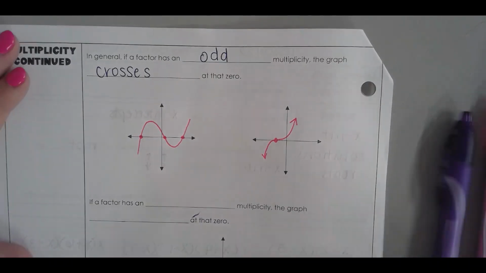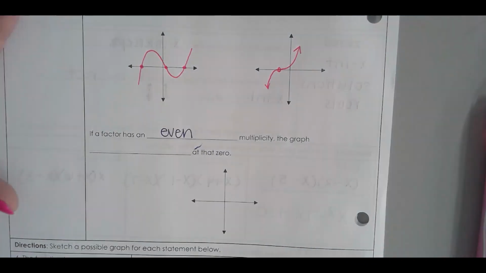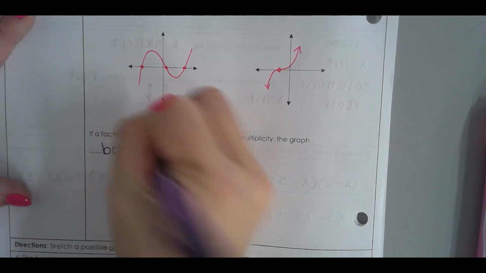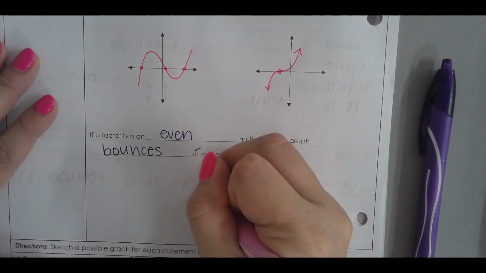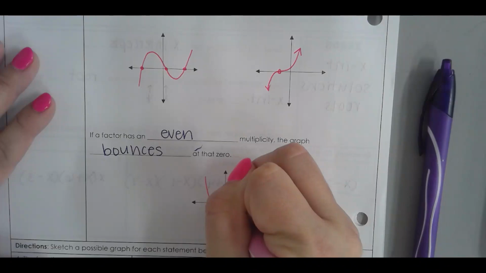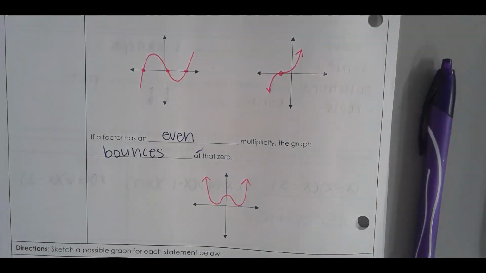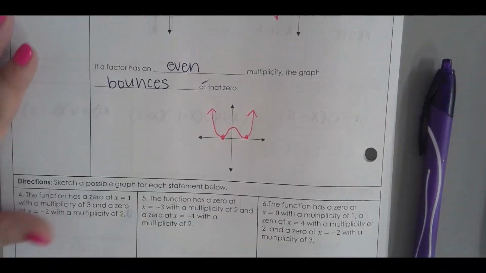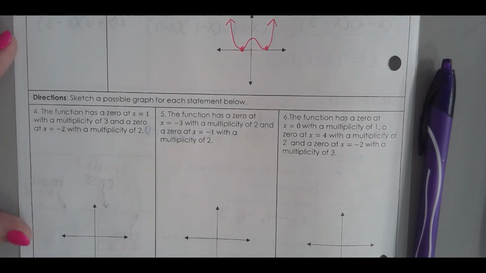If the factor has an even multiplicity, the graph bounces at that 0. So this would be an example. This one has the two x-intercepts. And it bounced. Okay.